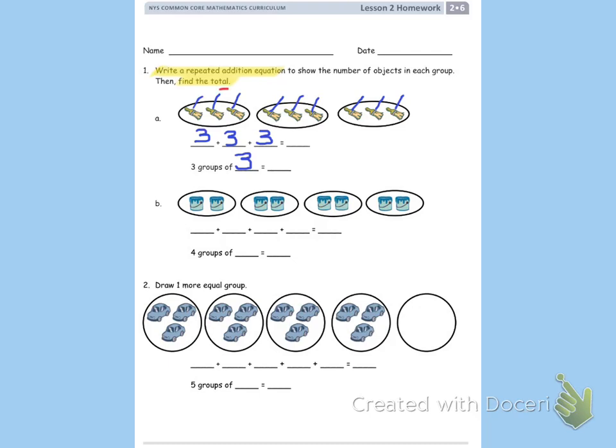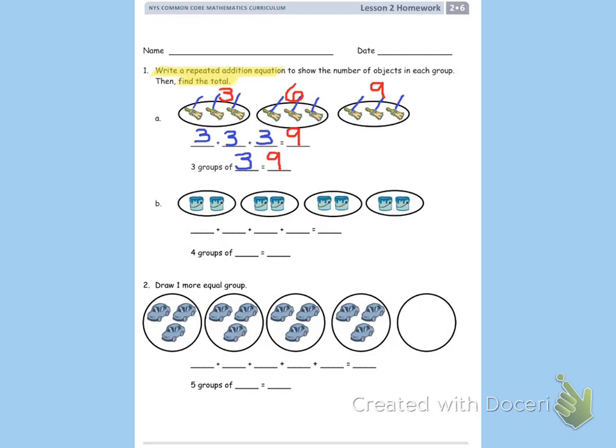Let's add them up. There are 3 here, plus 3 more is 6, plus 3 more is 9. So 3 plus 3 plus 3 is 9. That means that 3 groups of 3 is equal to 9.